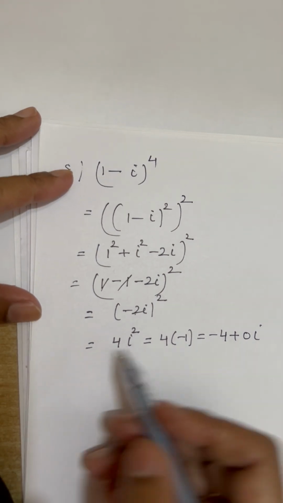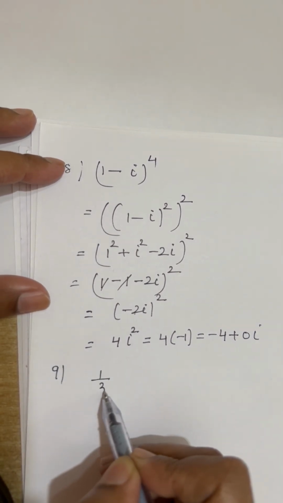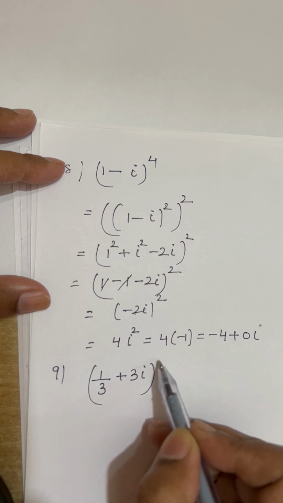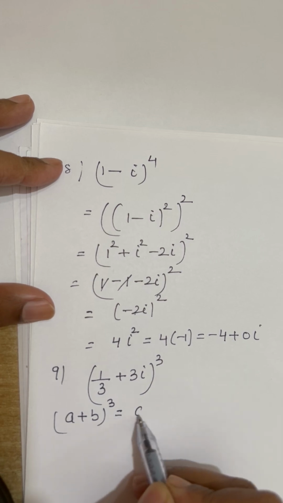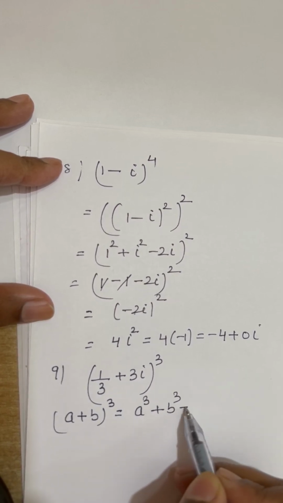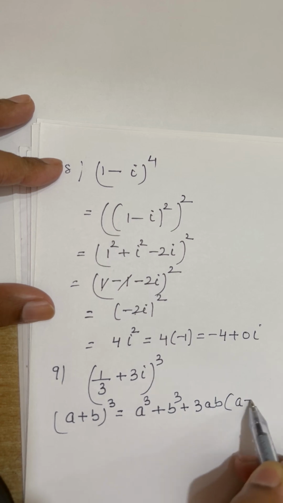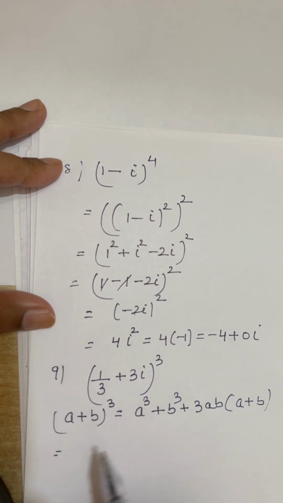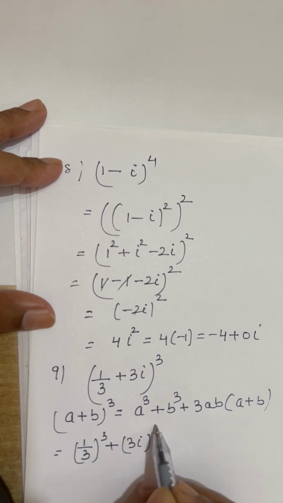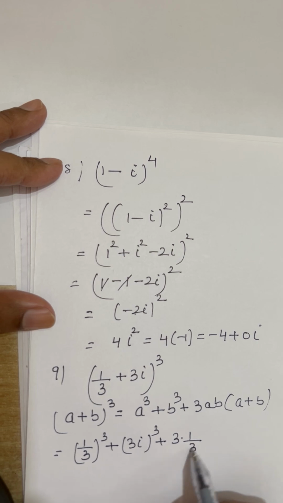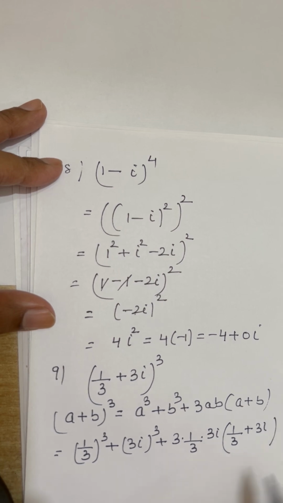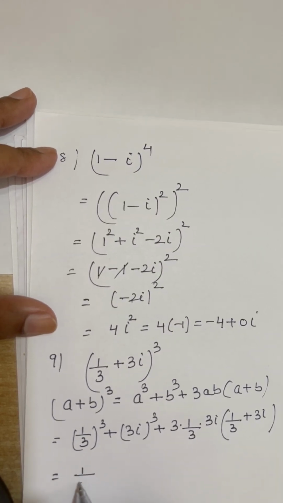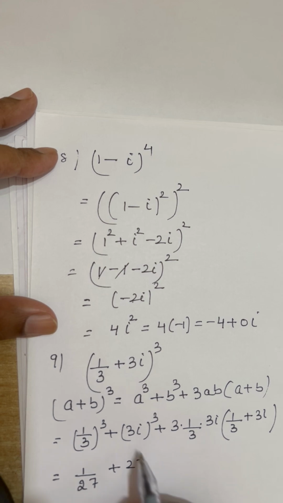So moving on to next question, question number 9. It is 1 upon 3 plus 3 iota whole cube. So इसमें हम whole cube की identity use करेंगे, a plus b whole cube. That is a cube plus b cube plus 3ab into a plus b. So using that identity, this becomes 1 upon 3 cube plus 3 iota cube plus 3ab means 3 into 1 upon 3 into 3 iota into 1 upon 3 plus 3 iota. So this becomes 1 upon 27 plus 27 iota cube.